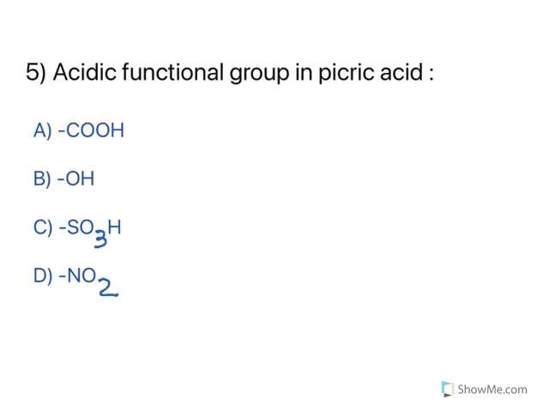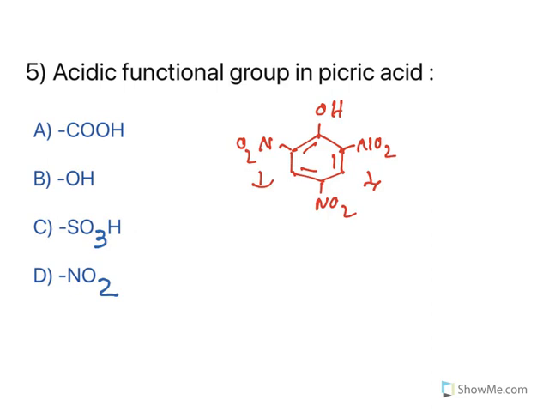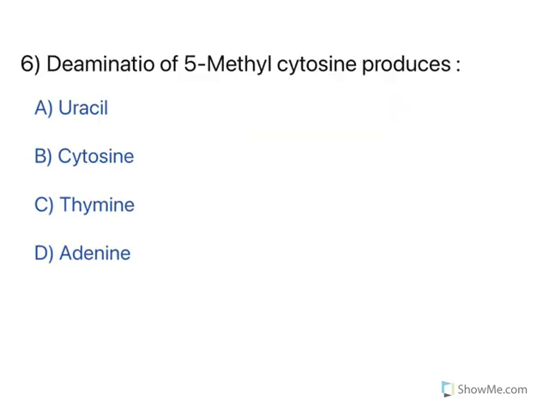Moving to the next one. Now the acidic functional group in picric acid. Picric acid has 3 nitro groups, which are very powerful electron withdrawing groups, along with an OH group. Because of this electron withdrawing nature, the hydrogen comes out as a proton, and this acts as a very good acidic group. So what is the answer? OH. Again, you can see this is a structure-based question.